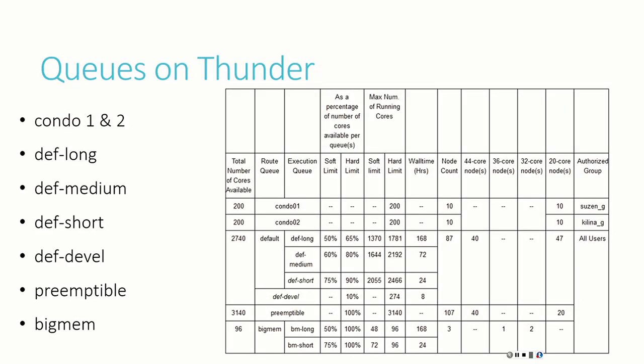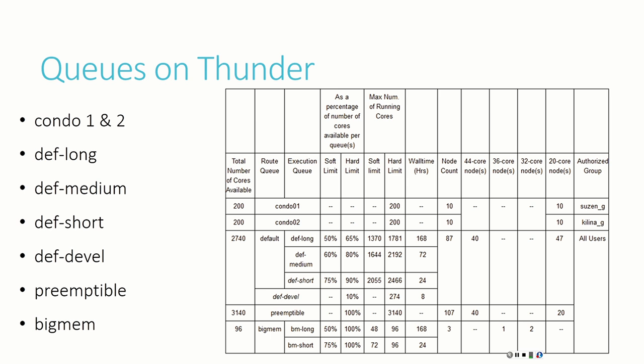So look at the queues on Thunder. We have Condo 1 and 2. Unless you're part of the Susan or Kirina groups, you don't have to worry about them because these are privately owned, well, not privately owned, but privately rented queues. You have the default, the long, medium, and short. This is what you're mostly going to be using on Thunder.